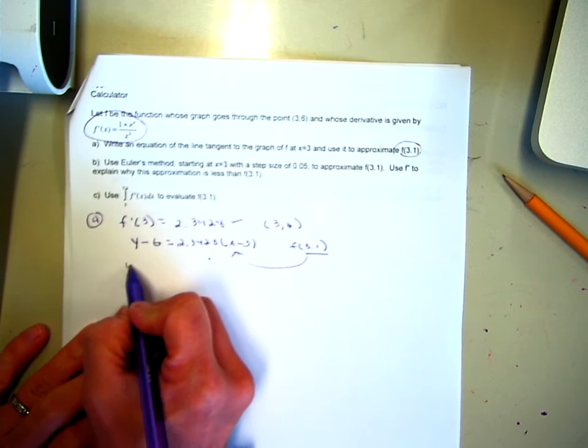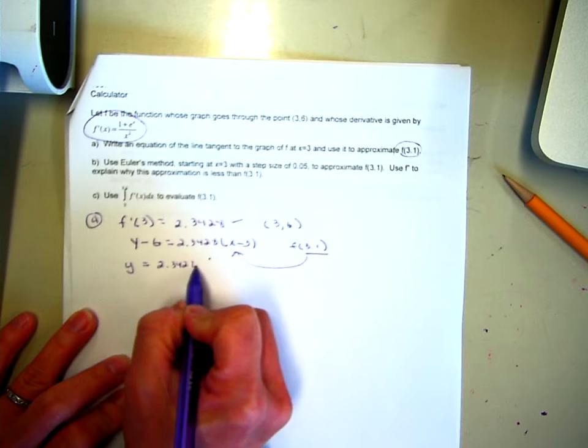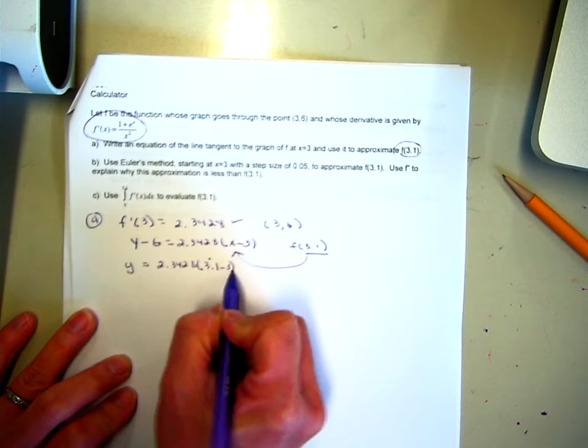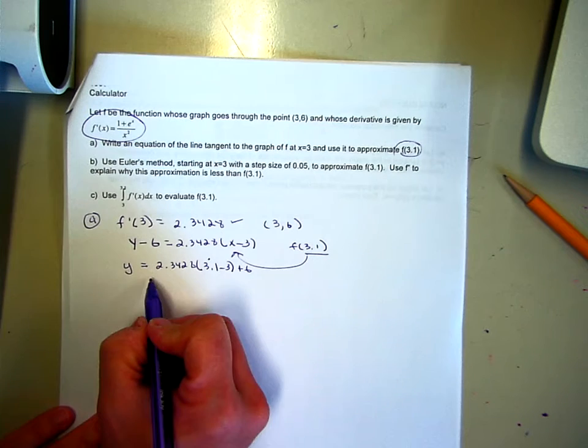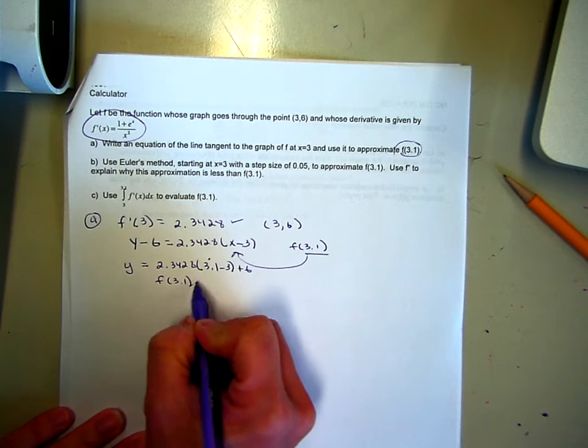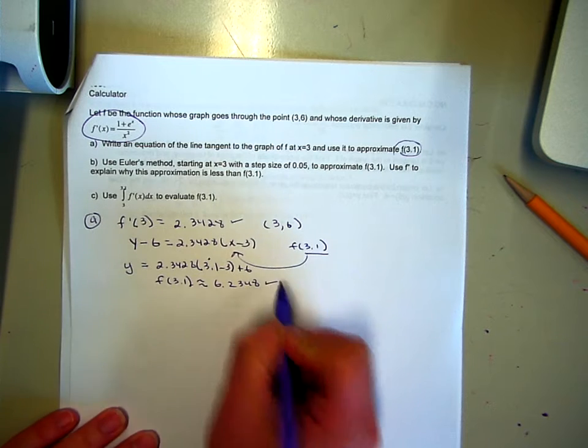So y is equal to 2.3428 times (3.1 minus 3), move that 6 over, and if I go ahead and punch this on the calculator, f of 3.1 is approximately 6.23428 using the equation of the tangent line.